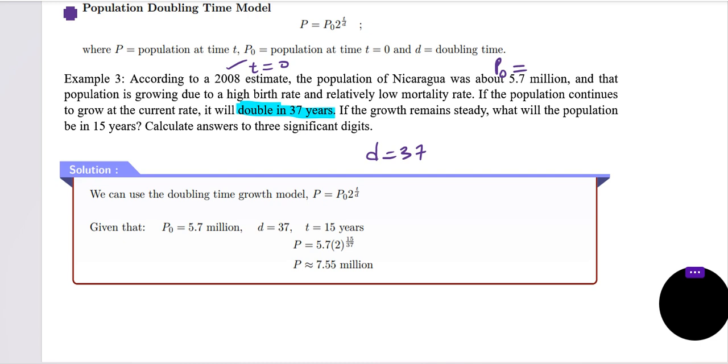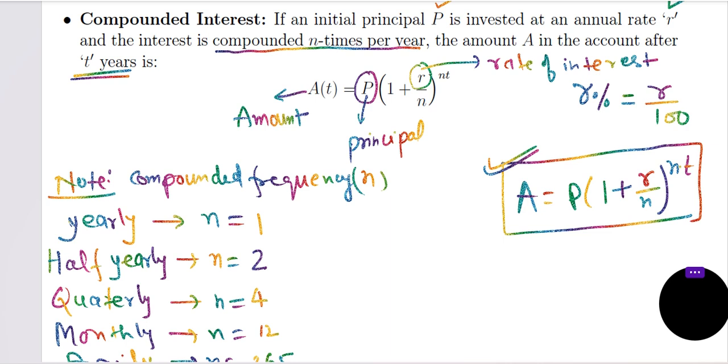Growing rate, it continues to grow. What will be the population in 15 years? The time is 15 years. So again we plug in all the values. P naught is 5.7 here, 2, T is time 15 years, D is the doubling time 37 years. So we get this.